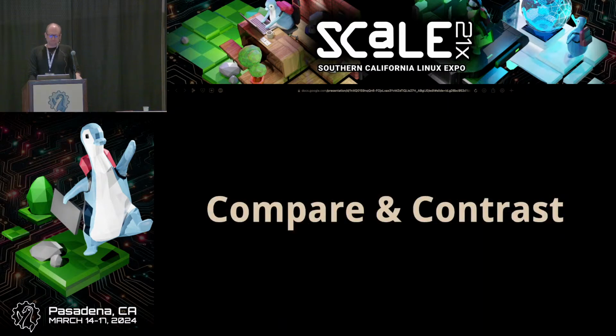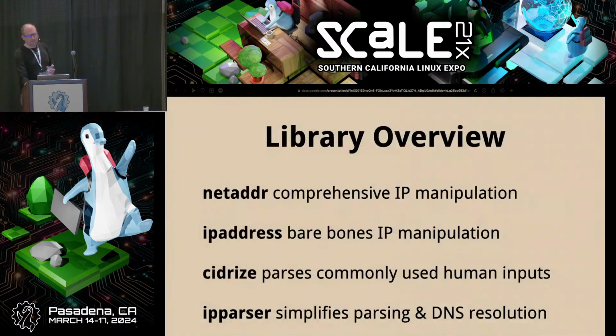All right, now for the most fun, this is the compare and contrast. These are the 4 libraries we're going to cover: netaddr, ipaddress, CIDRize, and IPy. So netaddr is my favorite. Full disclosure, CIDRize, I wrote and maintain, so I'm a little biased, but each of these libraries do have their strengths and their weaknesses, and that's what I'm going to cover here.